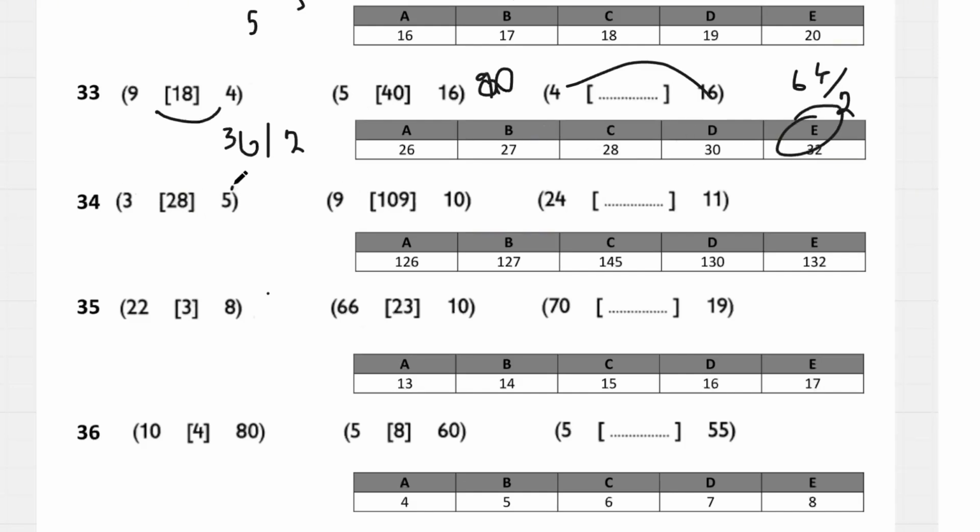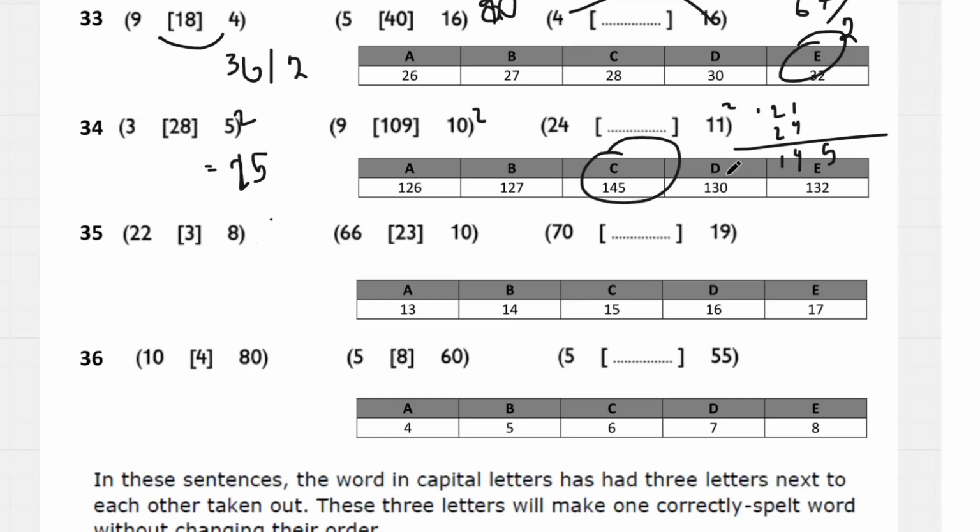Question 34, we square this second number to get 25. Add 3, we get 28, so square this, we get 109, 100 plus 9. Square this, we get 121, add 24, we'd get 145, which means we would get C.